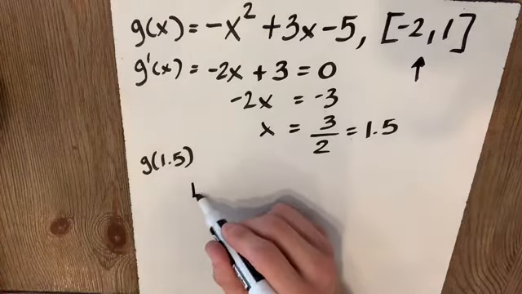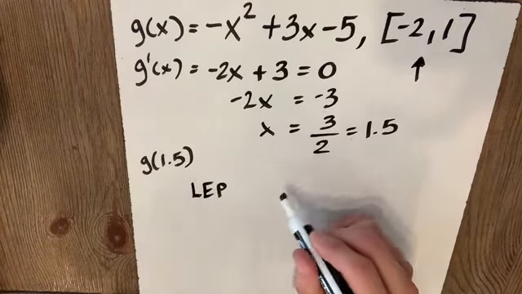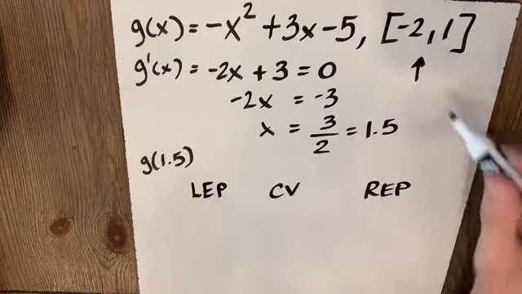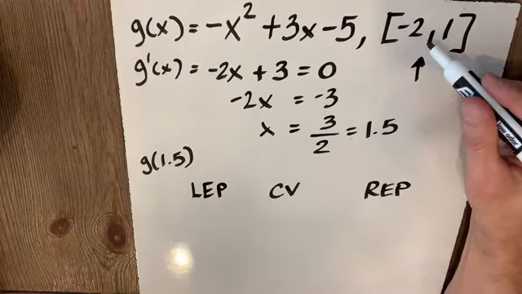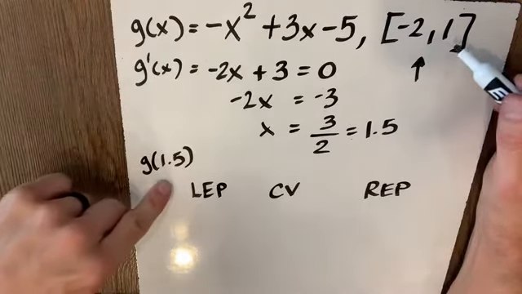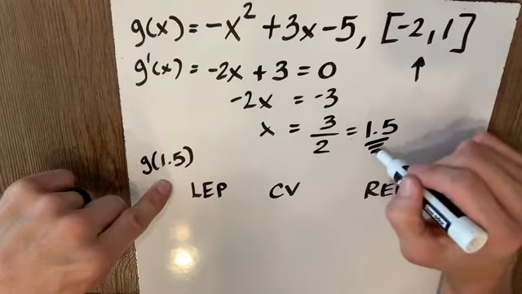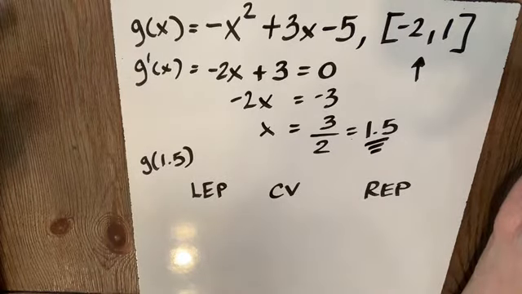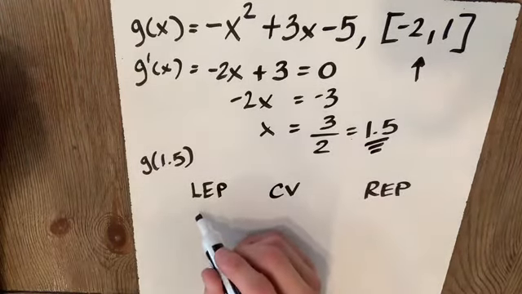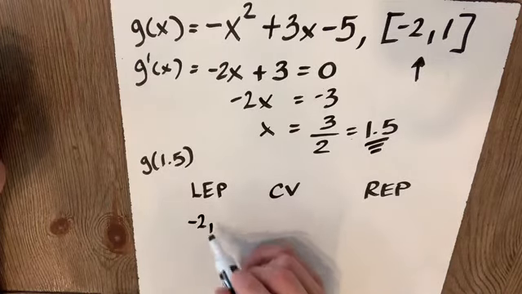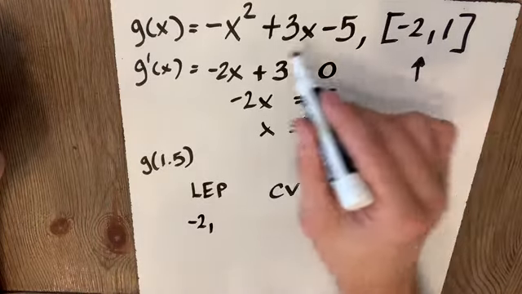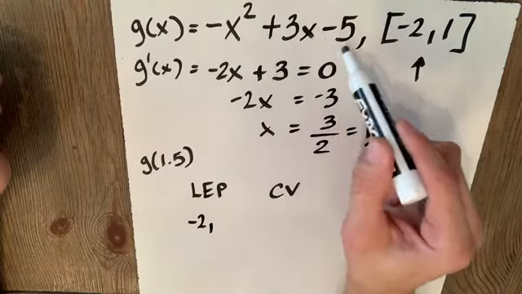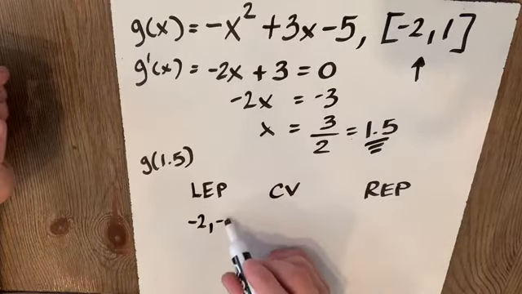So if I go left endpoint, critical value, right endpoint, notice I'm only allowed from negative 2 to 1. And I found that my extrema, where my derivative equals 0, happens at 1.5. That's out of the domain. So my left endpoint is negative 2. When I find the function value at negative 2, in other words, negative 2 squared, take the opposite, plus 3 times negative 2 minus 5, I get negative 15.